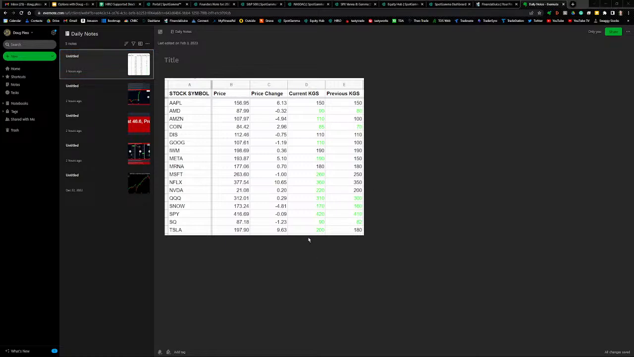And I color code these green, indicating that the key gamma strike increased from the previous day. So notice all the increases here. This is definitely bullish. Very, very bullish to see all of this green, all these increases in the key gamma strike. So that indicates that traders are positioning for higher prices. They're accepting higher prices. They're expecting higher prices, and they're trading like that. That's how they're positioned.